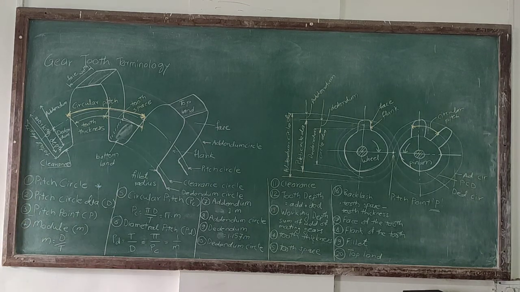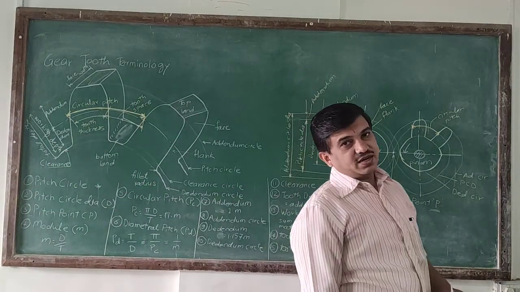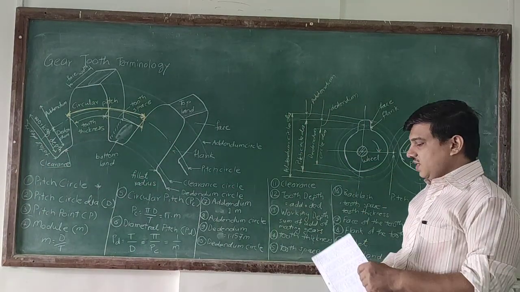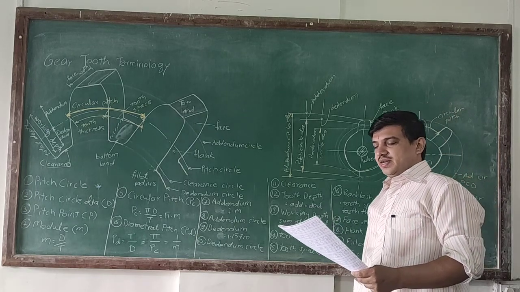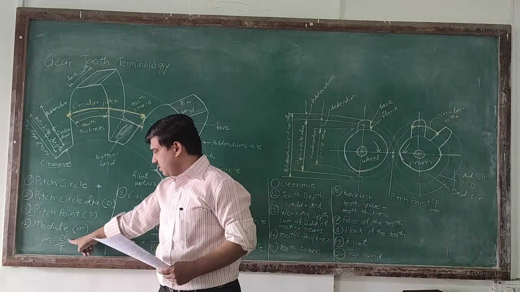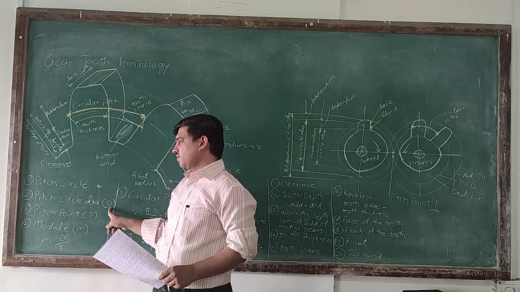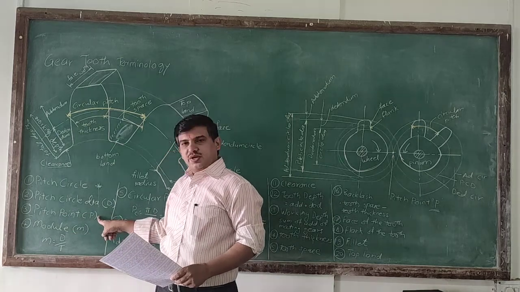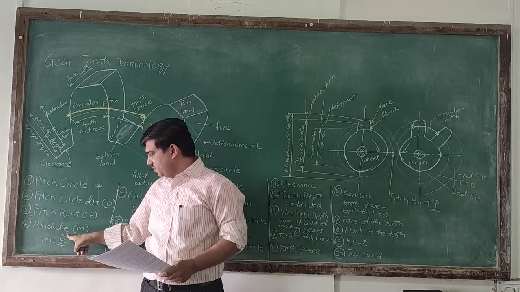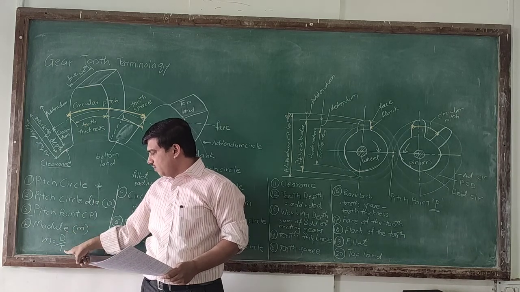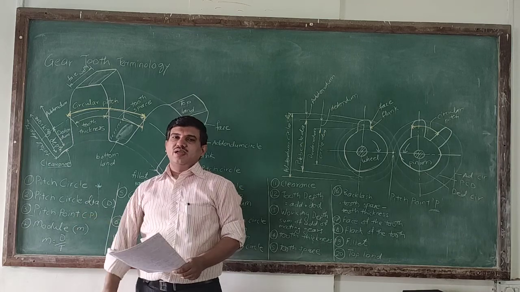Next is module. The very basic part of the gear terminology is module. Let's see what its definition is. It is the ratio of pitch circle diameter to the number of teeth. We have defined pitch circle diameter as D, then pitch point as P. Okay, so what is module? It is the ratio of pitch circle diameter upon the number of teeth of a particular gear.